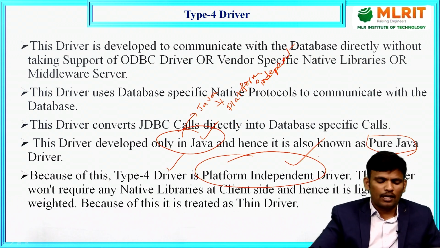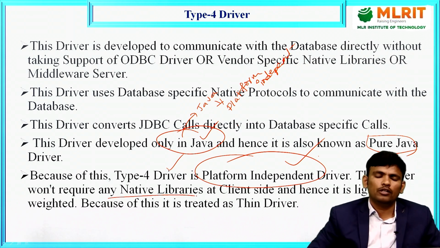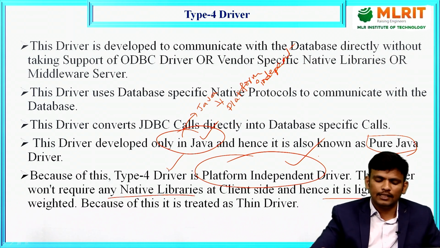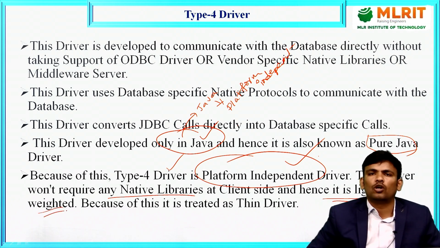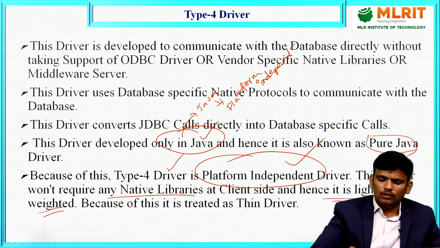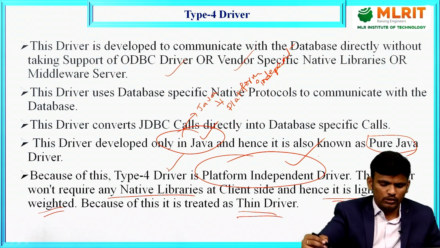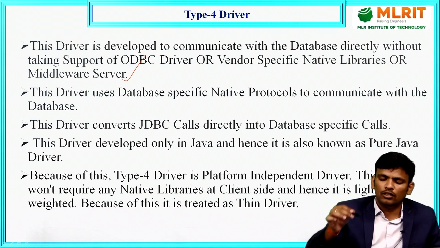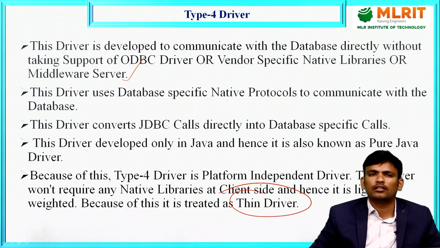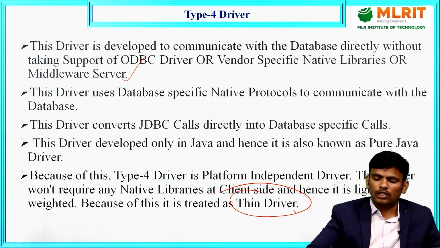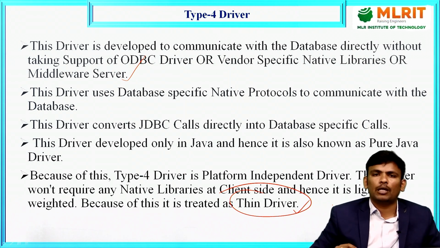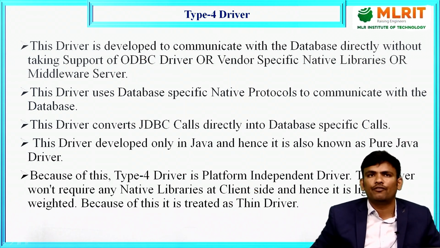This driver won't require any native protocol or native libraries at the client side, hence it is a lightweight driver. We don't need any native libraries, so it is called the lightweight driver. It eliminates the ODBC driver, vendor-specific native protocols, and the middleware server, so we can also call it the thin driver. Sometimes we call it the thin driver, the lightweight driver, or the pure Java driver. These are the different names of the type 4 driver.